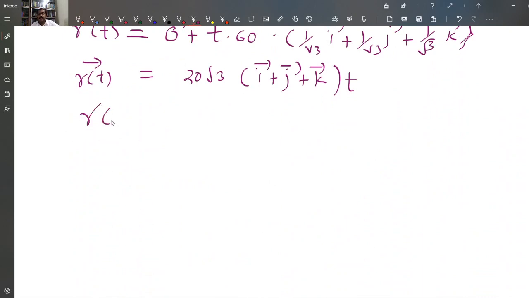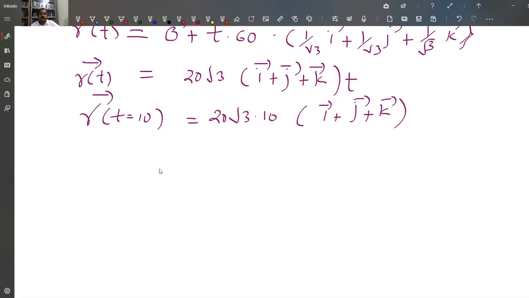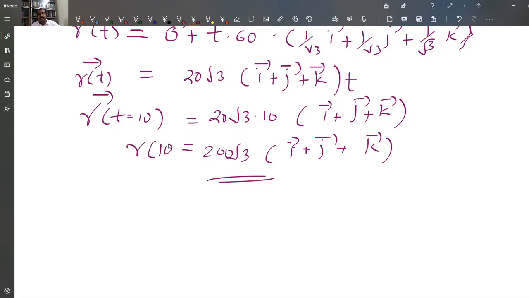So r of t at t equal to 10 is equal to 20 root 3 into 10 times (i + j + k). This means it is 200 root 3 times (i + j + k). So this is the position vector of the particle, or helicopter, after 10 seconds of flight.